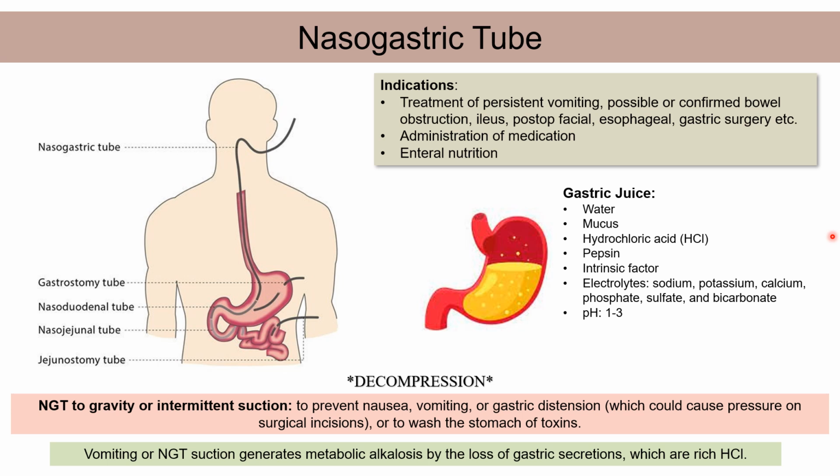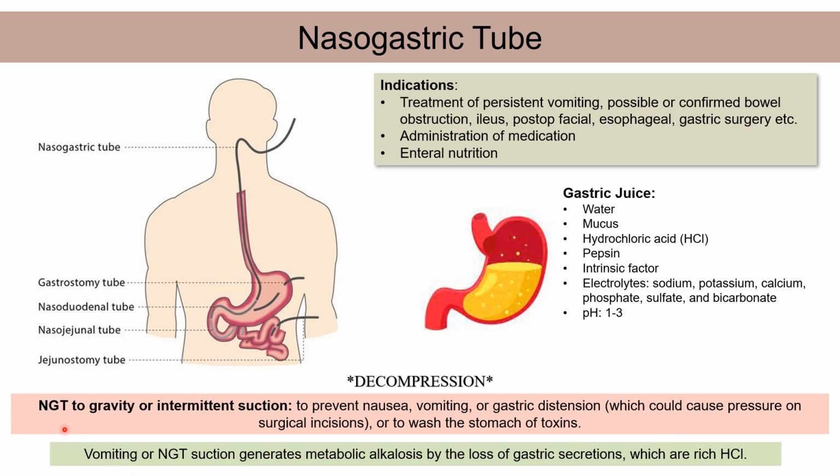And remember, our gastric juice, as pictured here, has water, mucus, hydrochloric acid, pepsin, intrinsic factor, and lots of electrolytes. So keep that in mind when an NG tube is placed for decompression. The patient can be losing all of those things. So we want to keep an eye on their fluid balance and their electrolytes.